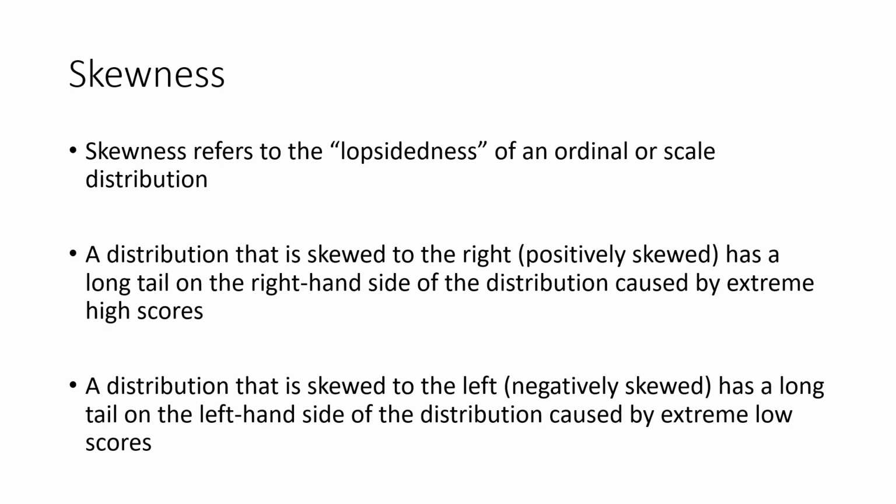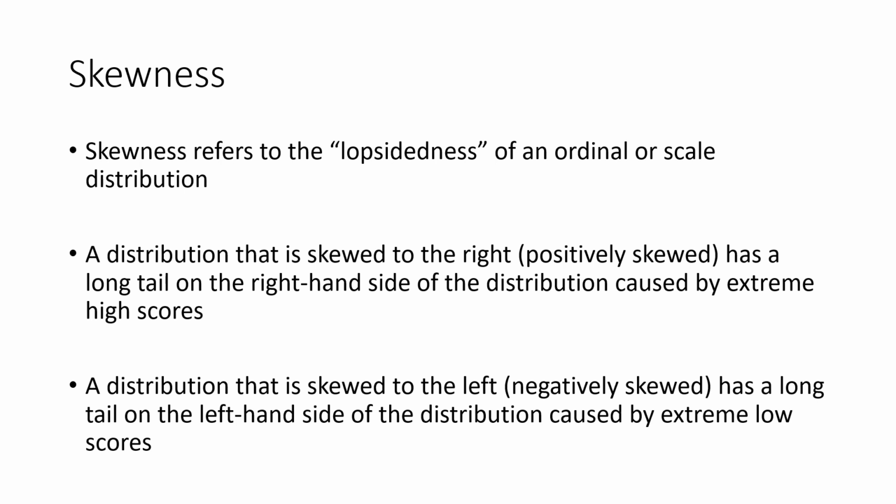A distribution that's skewed to the left, that is to say negatively skewed, has a long tail on the left-hand side of the distribution, and this is caused by extreme low scores. So if most of the scores are quite high, but there's one that's very, very low, then you'll see a distribution that is negatively skewed or skewed to the left, and this is because the extreme low score is pulling that tail far to the left.